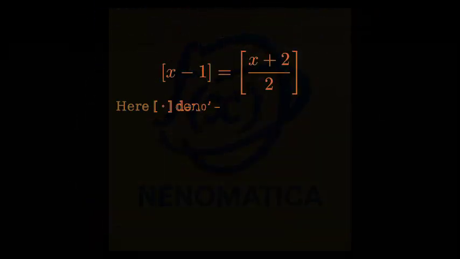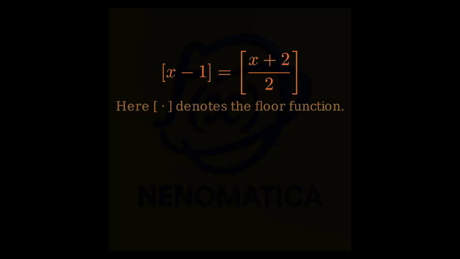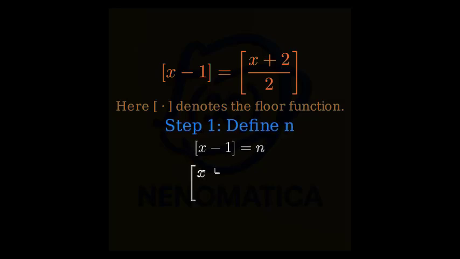In this lesson, we will solve a floor function equation step by step, following a clear interval method. The equation is floor of x minus 1 equals floor of (x plus 2) over 2. Our goal is to find all x that satisfy the equation. Step 1. Let both floor expressions be equal to the same integer, n.